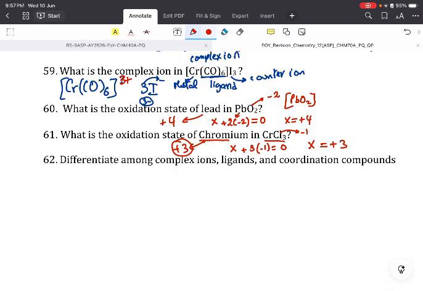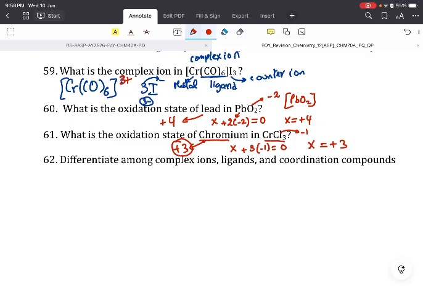Now the last thing in this focus question is to differentiate between complex ion, ligands, and coordination compounds. The example that I just showed you is a coordination compound. I'm going to give another example.